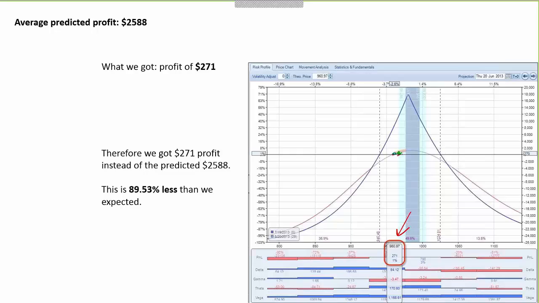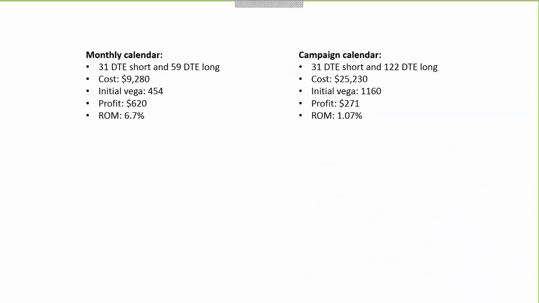You might go, hang on, something's wrong, right? I've just bought a back month option that was further out in time. Vega was much bigger than the other one, so what the hell happened? So let's actually see these things side by side. All right, so there you go.